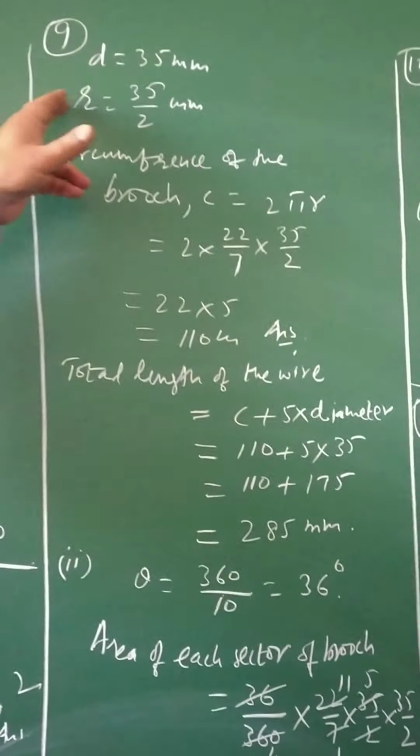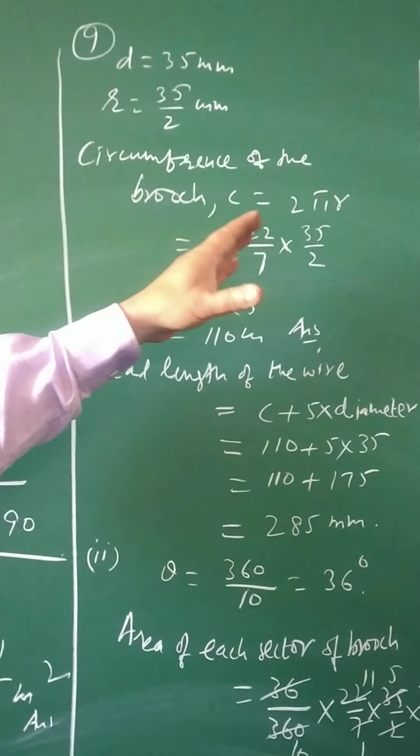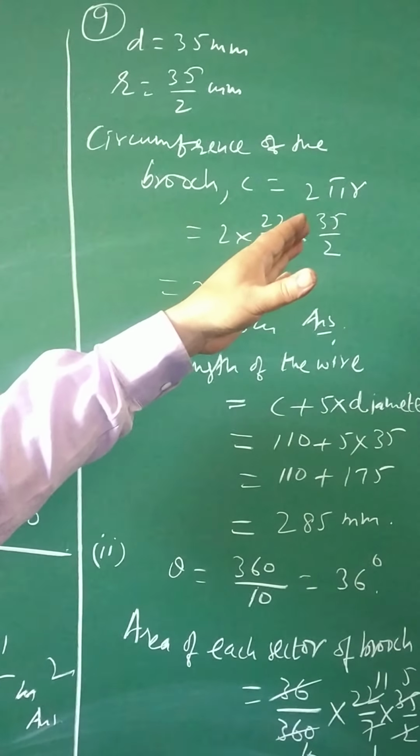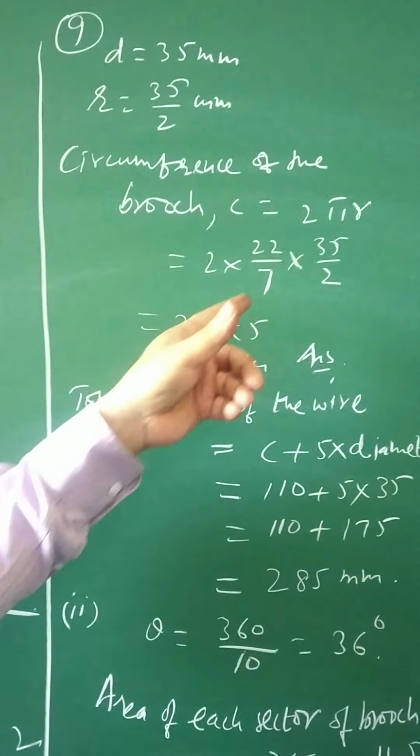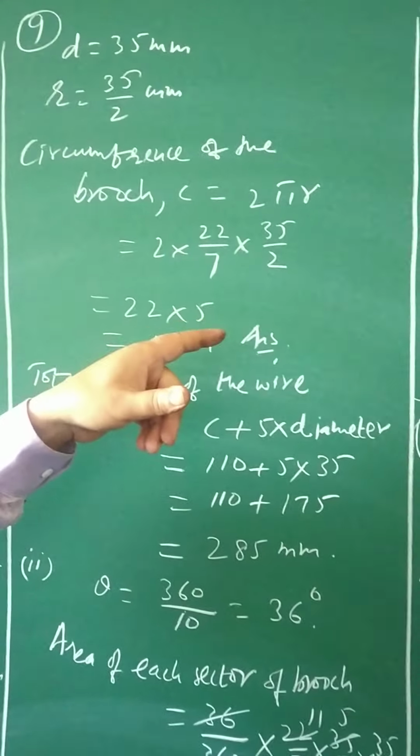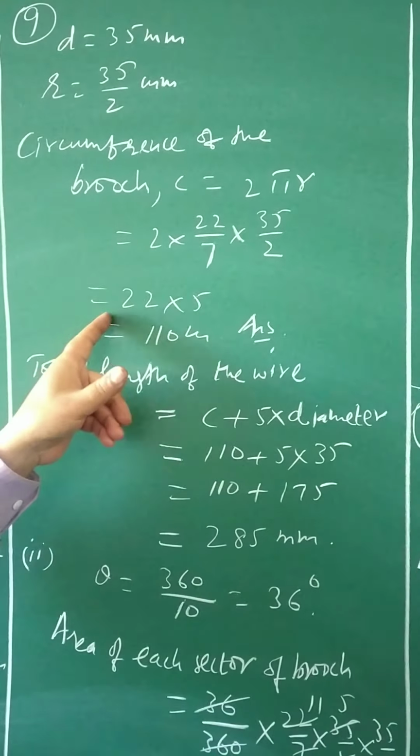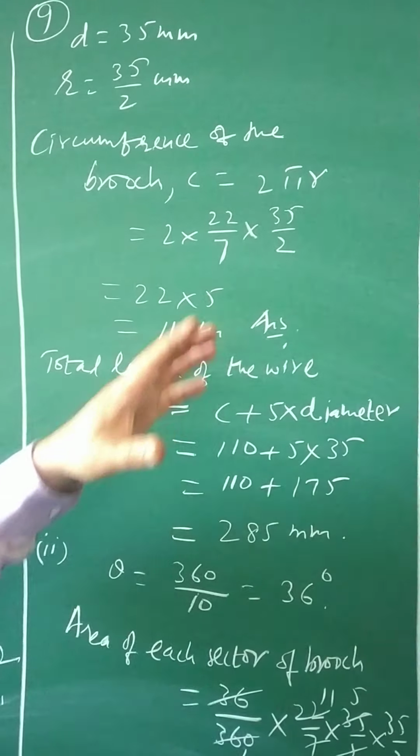First of all you get the radius. The circumference of the circle will be 2 pi r. That is because wire is used in making that brooch. So with 2 pi r you can have 22 into 5 by 10.